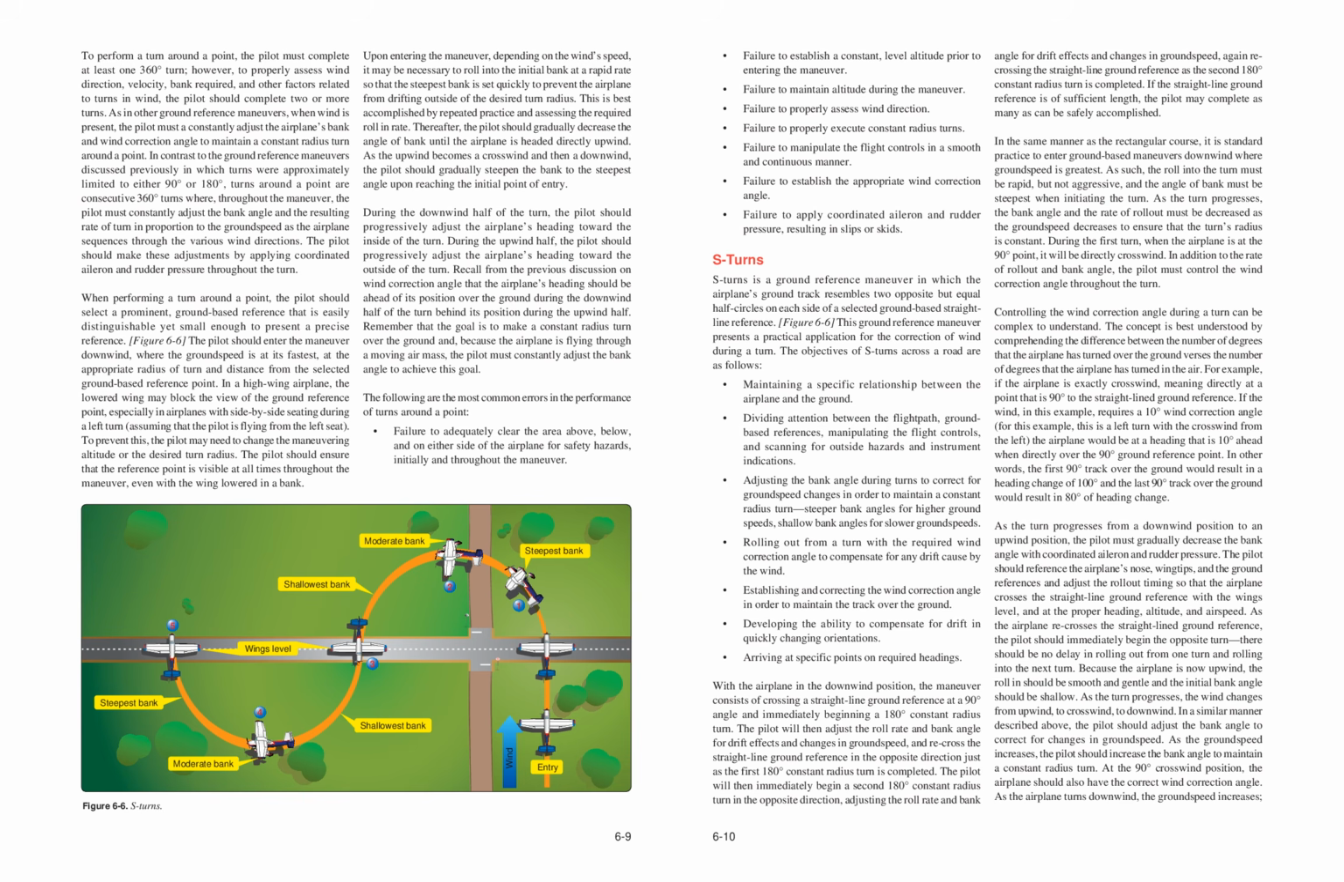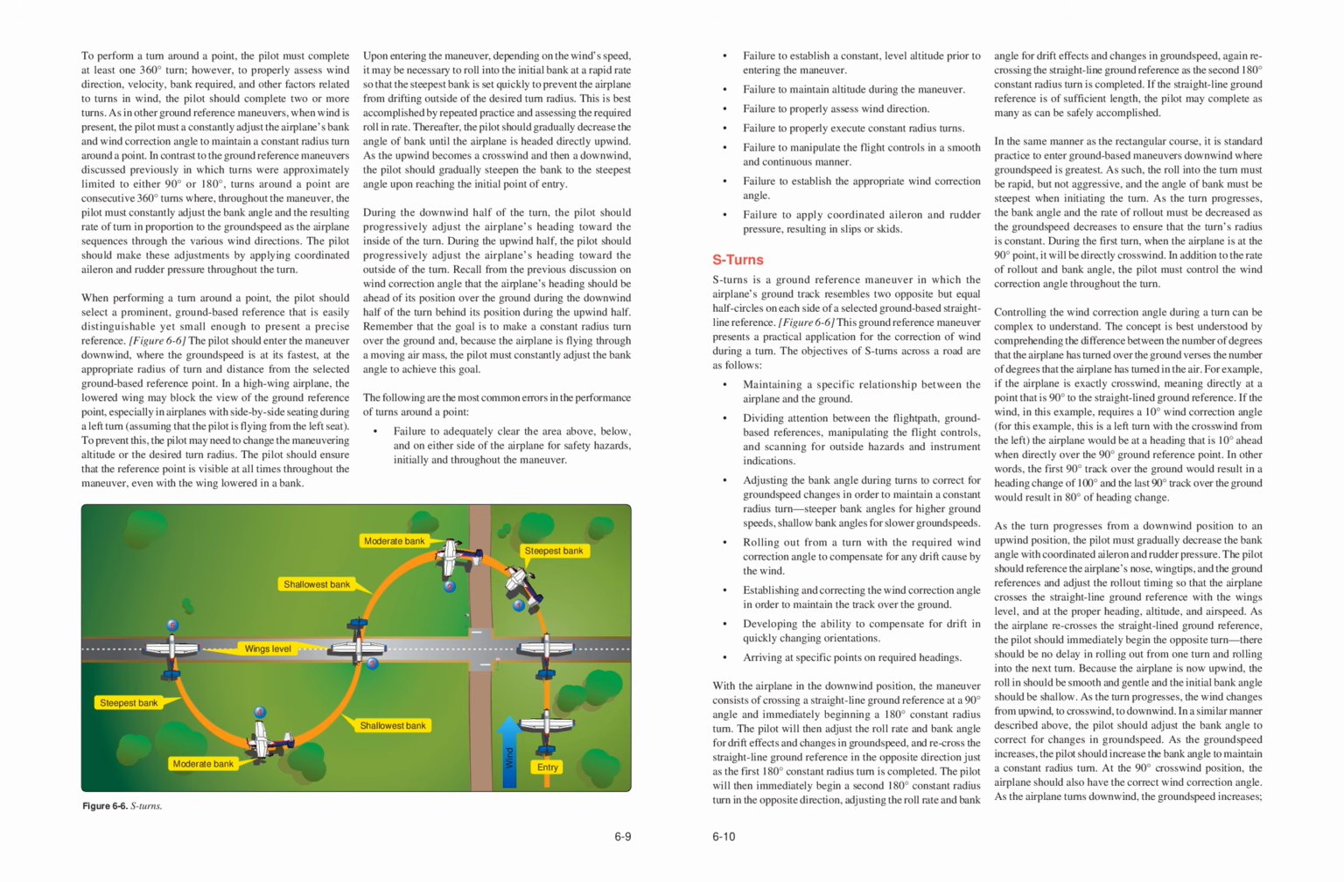During the downwind half of the turn, the pilot should progressively adjust the airplane's heading toward the inside of the turn. During the upwind half, the pilot should progressively adjust the airplane's heading toward the outside of the turn. Recall from the previous discussion on wind correction angle that the airplane's heading should be ahead of its position over the ground during the downwind half of the turn, behind its position during the upwind half.